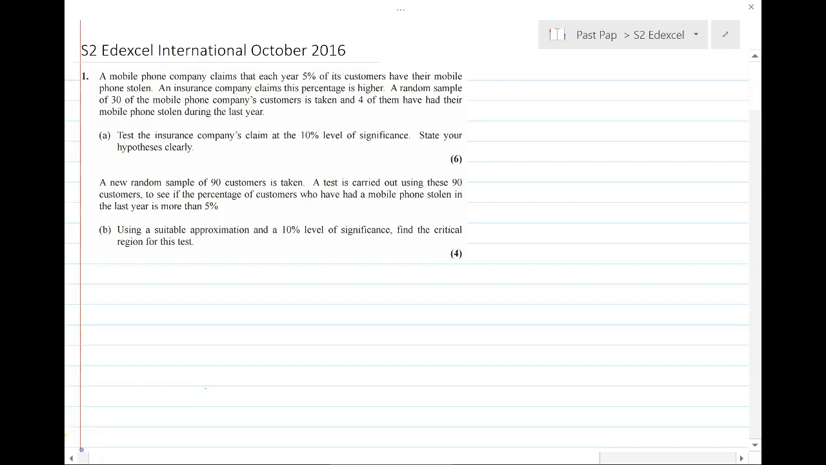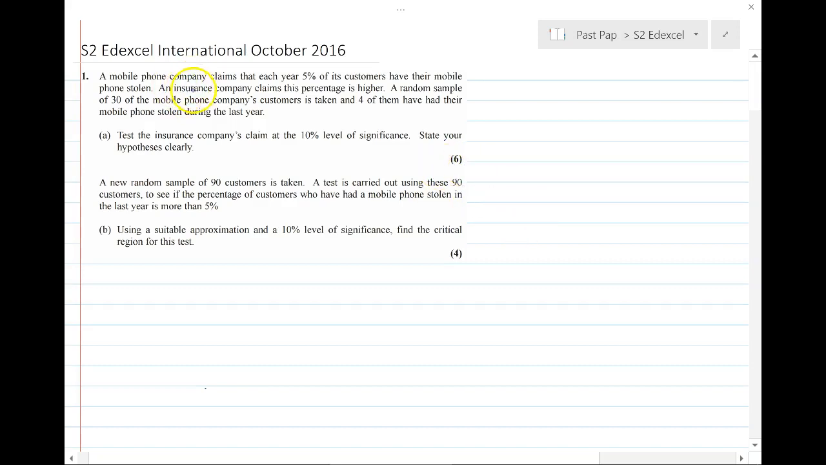So here we are, S2 Edexcel International, October 2016. First question, straight into hypothesis testing. 6 marks. Normally, if you know what you're doing with these things, it's quite easy marks to gain, and quite a generous mark allocation, I think I normally find.